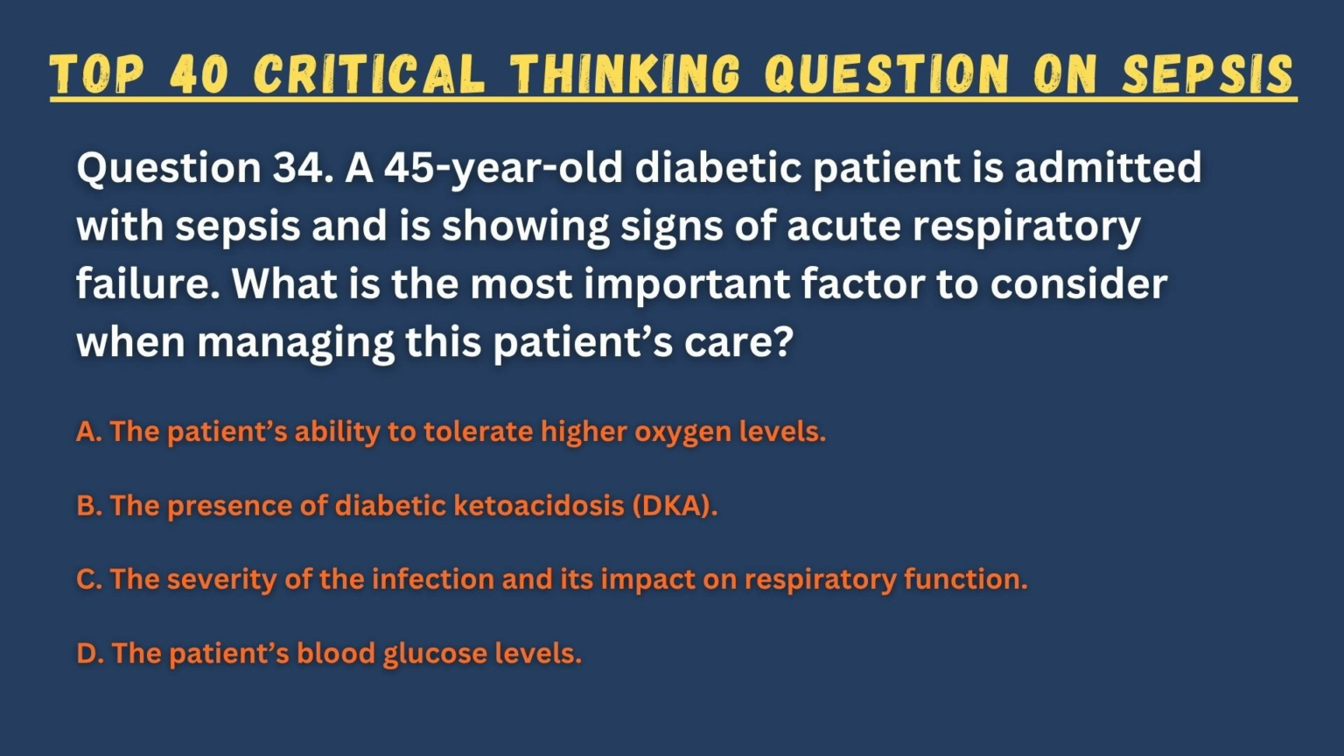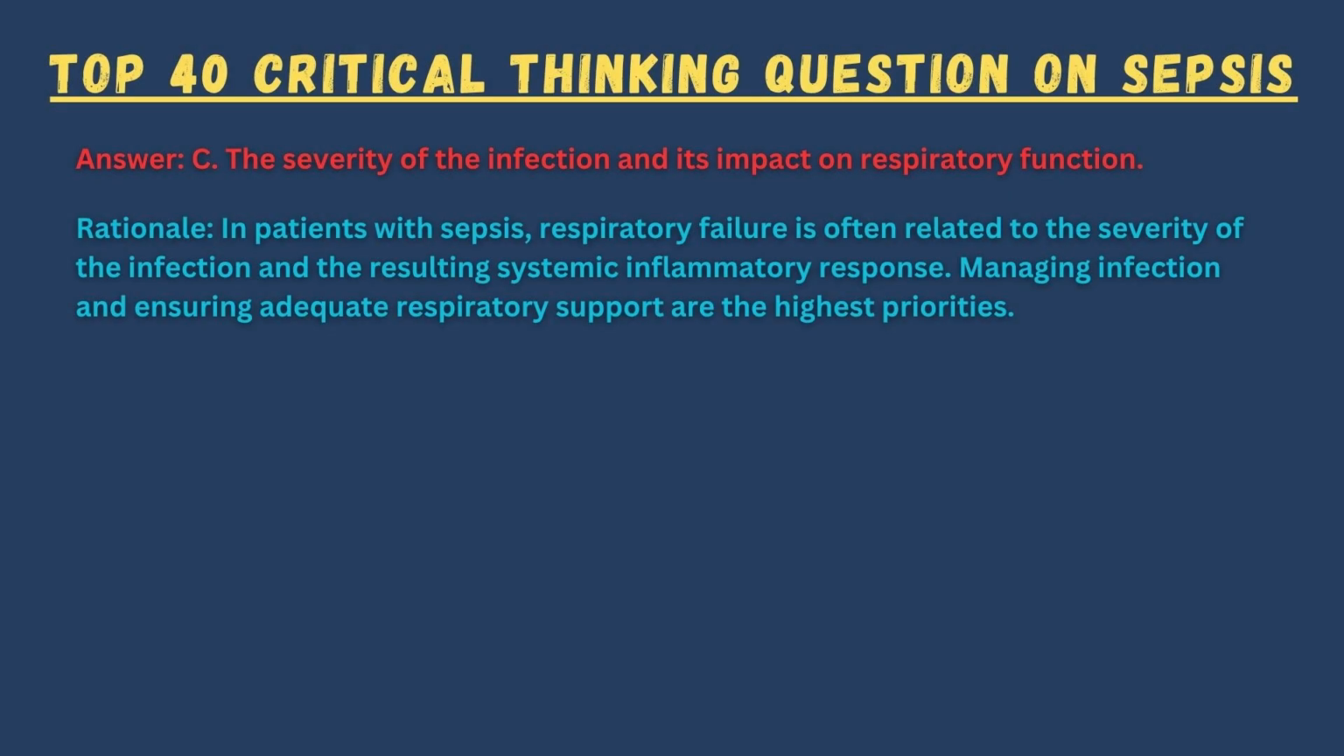Question 34. A 45-year-old diabetic patient is admitted with sepsis and is showing signs of acute respiratory failure. What is the most important factor to consider when managing this patient's care? A. The patient's ability to tolerate higher oxygen levels. B. The presence of diabetic ketoacidosis, DKA. C. The severity of the infection and its impact on respiratory function. D. The patient's blood glucose levels. Answer. C. The severity of the infection and its impact on respiratory function.